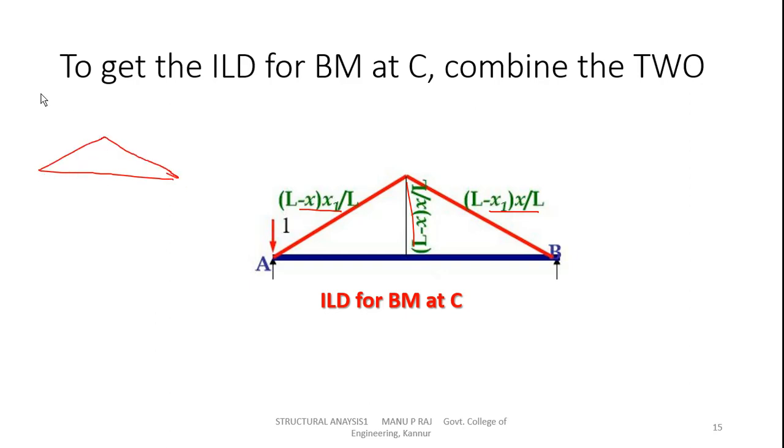For any beam, at section x, this is a triangle. The ILD for a bending moment will be a triangle with the maximum ordinate L minus x into x, whole divided by L.